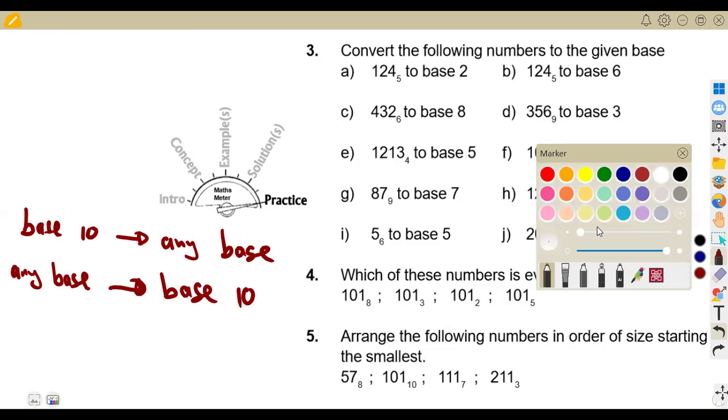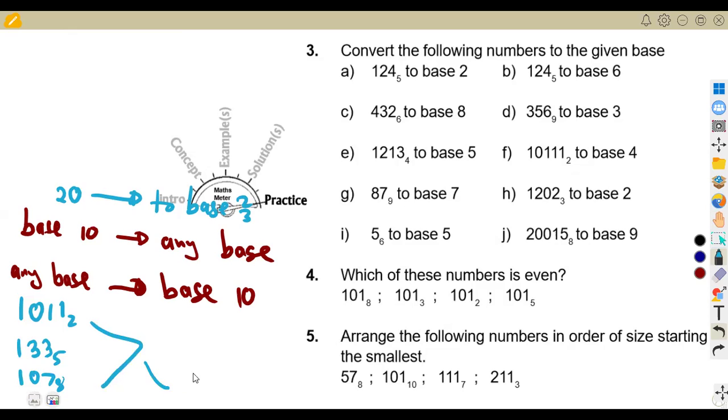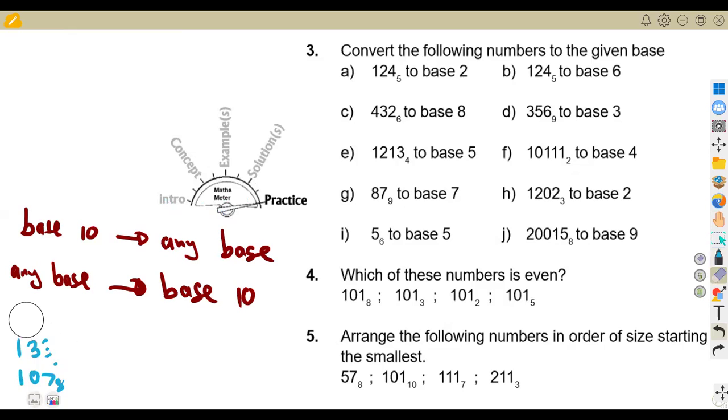Meaning to say we can have a number that is 20 in base of 10, then you want to convert this to base 2, to base 3, to base 5, any base. Or we can have a number 101 base 2, or maybe it's 133 base 5, or maybe it's 107 base 8. All these numbers, wanting them to be converted to the base of 10. That was our previous class. So I want you to bear that in mind, because this is the same situation that we are still having, converting from base of 10 and to the base of 10.